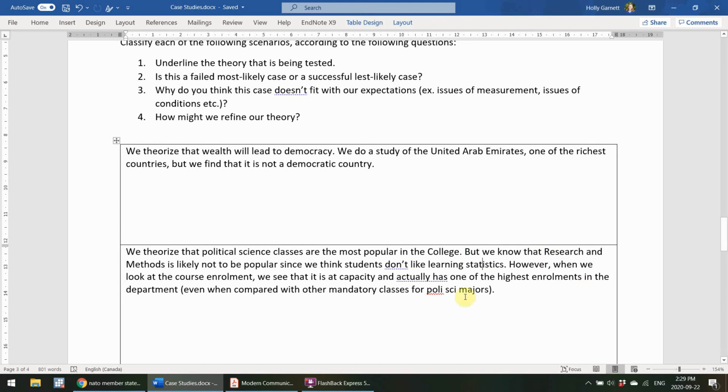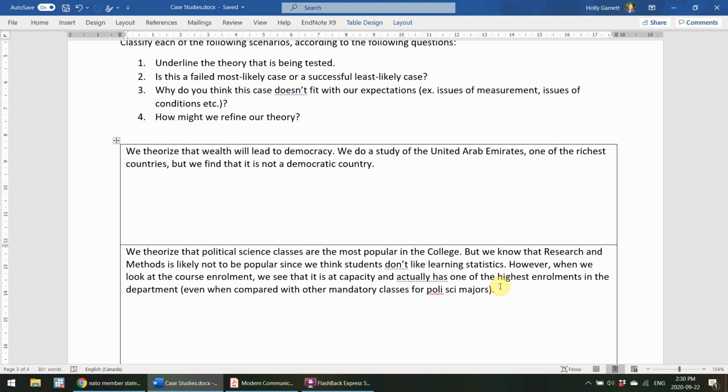We look at the course enrollment. We see that it's at capacity, one of the highest enrollments in the department. Very true. And so actually, in this case, where it is the least likely to prove this point, or not prove, but lend support, we'll say, that political science classes are the most popular, we actually find that it does lend support. And so if it can make it for research and methods, it can make it anywhere.